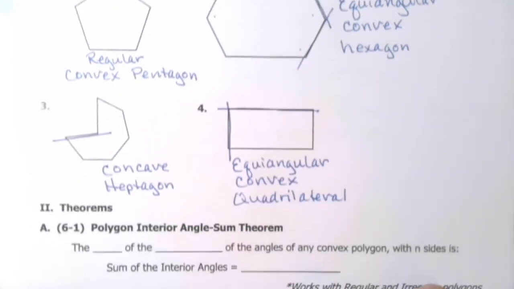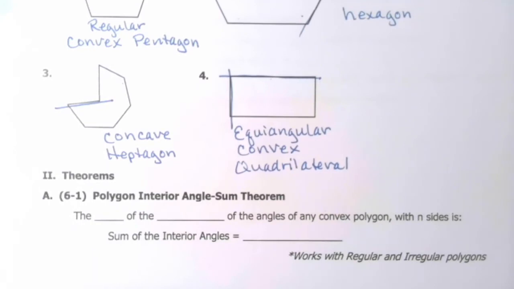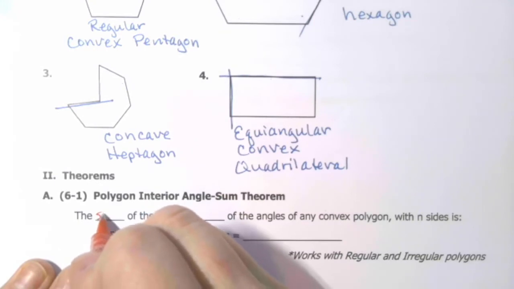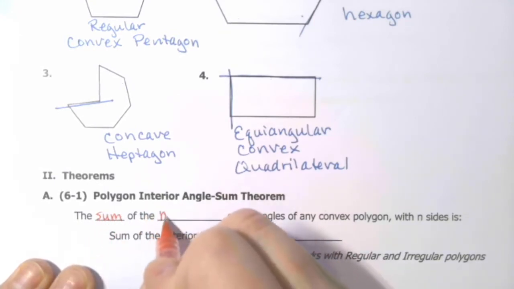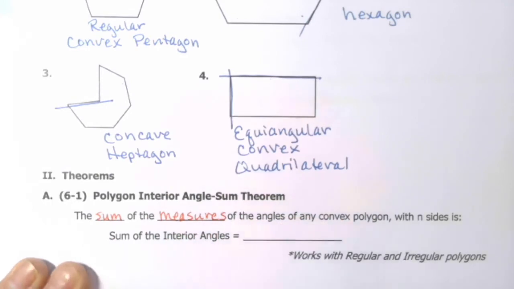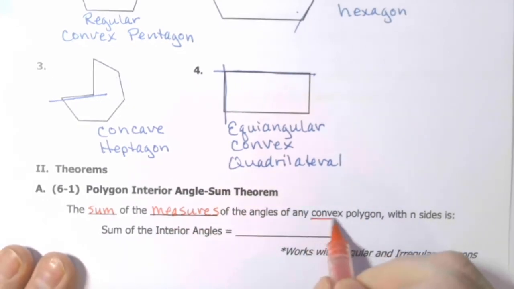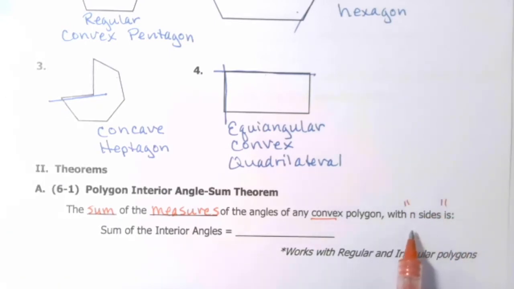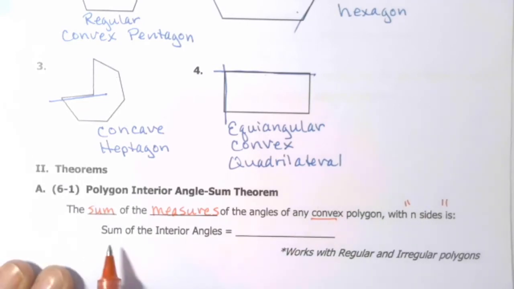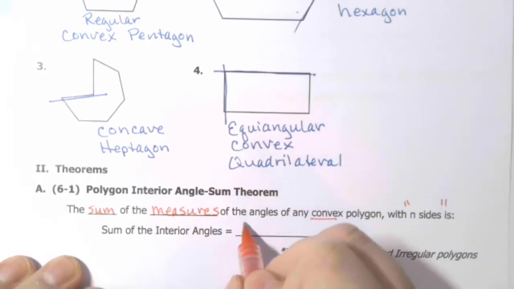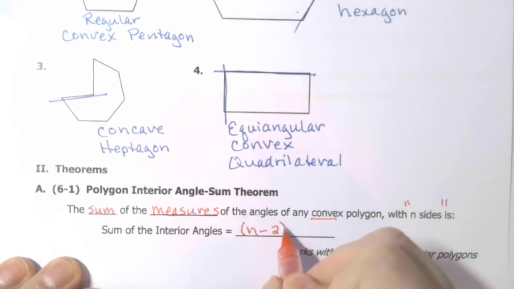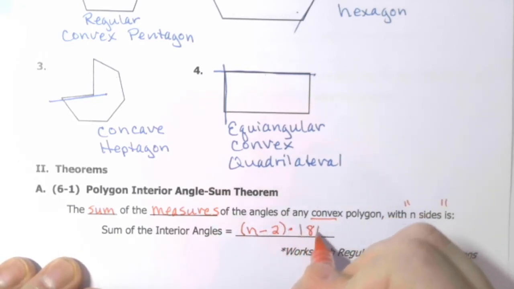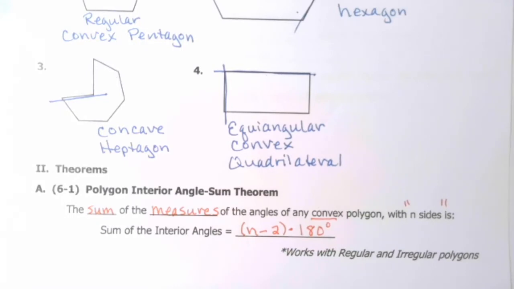All right, let's get into some of the theorems. First one, the polygon interior angle sum theorem. Here we go. It says the sum of the measures of the angles of any convex polygon with n number of sides, which just means a generic number of sides, is, so the sum of the interior angles, the number of sides n minus 2, and then you multiply it by 180 degrees. This formula actually works with both regular and irregular polygons.